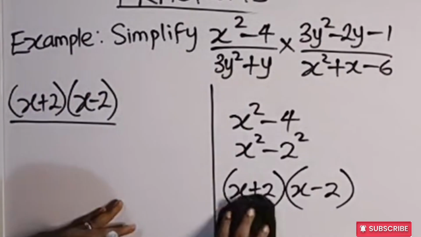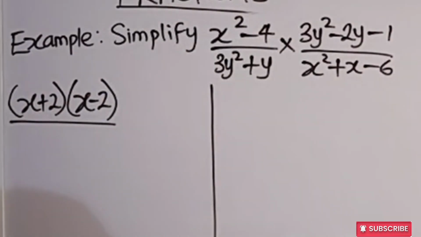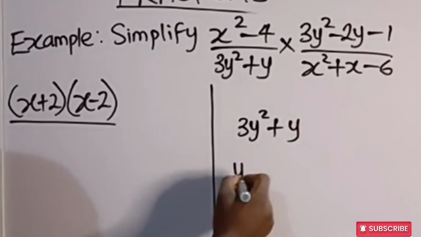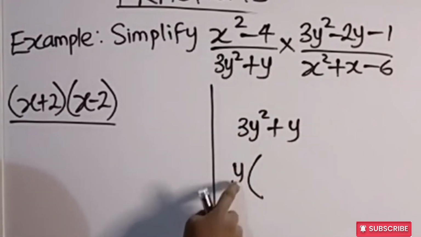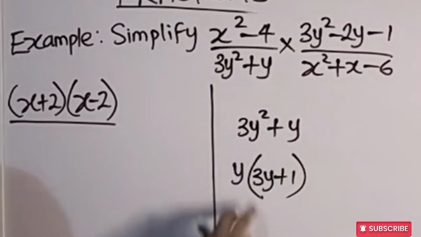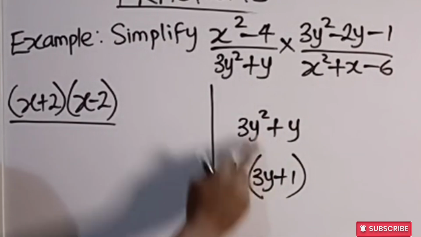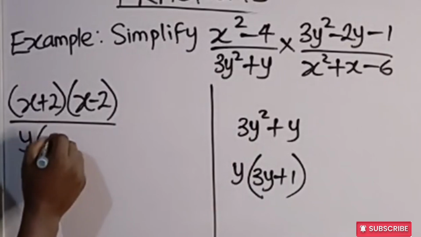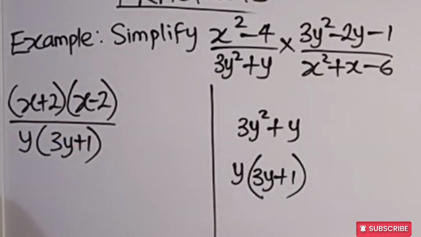3y squared plus y. Let's factorize that. What is common here is y, so we'll bring it out. 3y squared divided by y is going to give us 3y, plus y divided by y is going to give us 1. So we have factorized this to this, and we will replace this with this over here. So we have y bracket 3y plus 1. Okay? What we have here is the same as what we have here. At the numerator, we factorize using difference of squares. Okay.